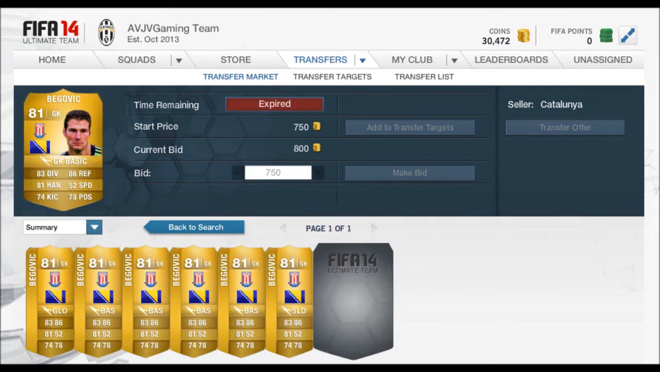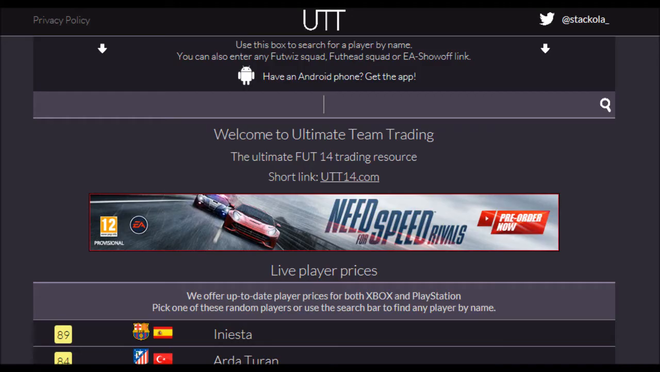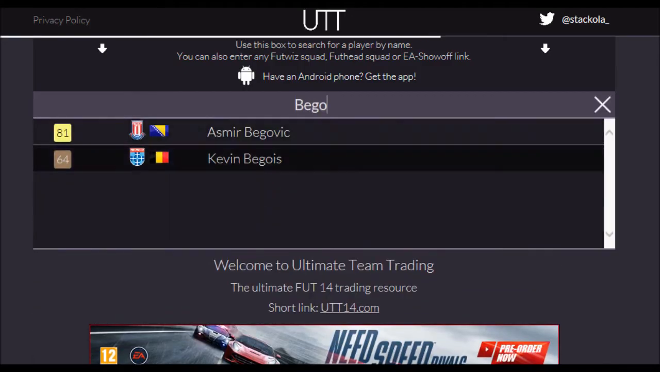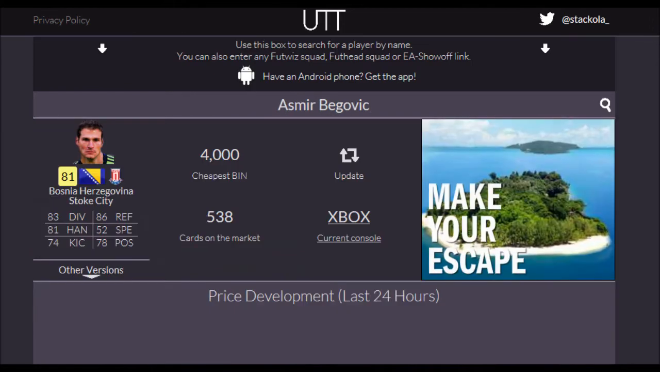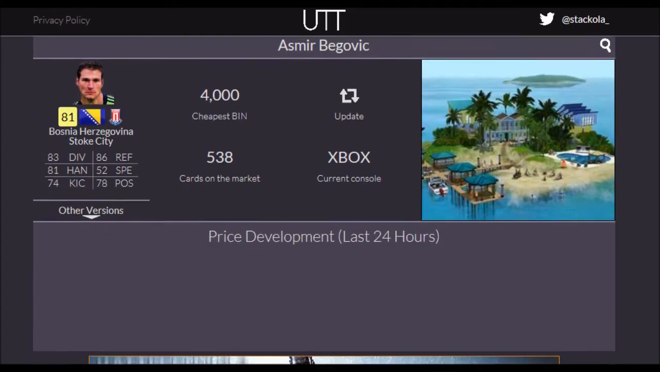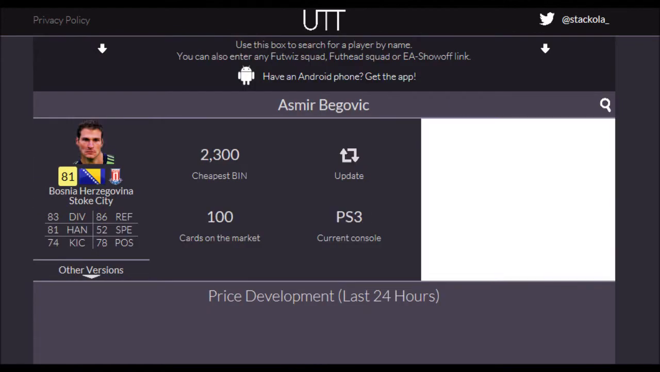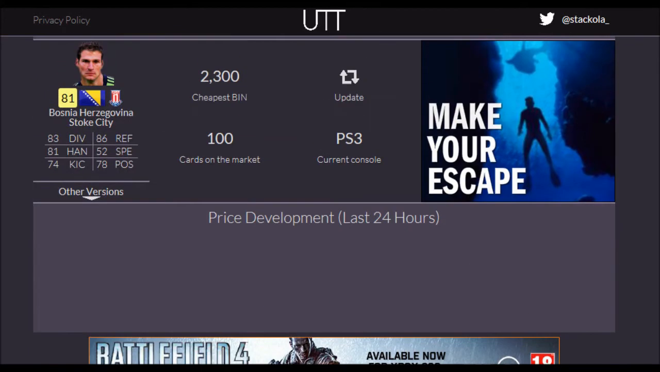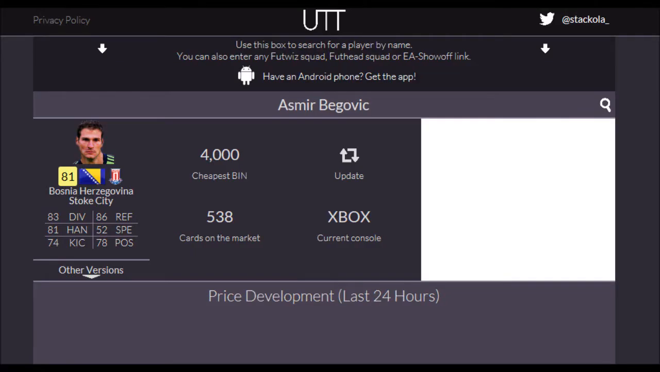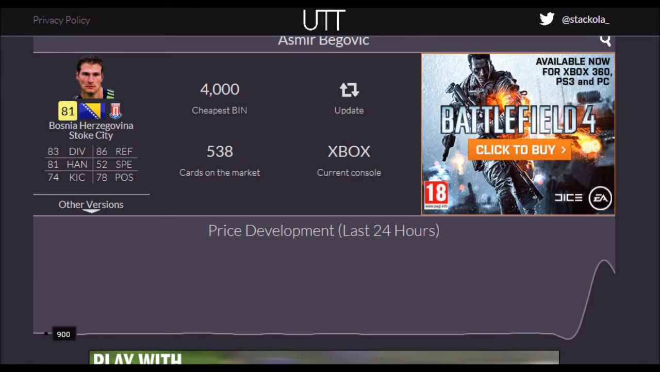Here you can see Begovic, after a couple hours, his price started to decrease, and I'm looking through. What I'm doing here is using Ultimate Team Trading, a trading website which helps you find the cheapest buy now, and also offers a line graph of the price development over the last 24 hours. I'm just going to keep refreshing till it appears, and there it is. You can see the average price of his before the actual event when he scored, I think a week and 4 days ago, was around 800 coins, and then suddenly it maxes out at 6,500.